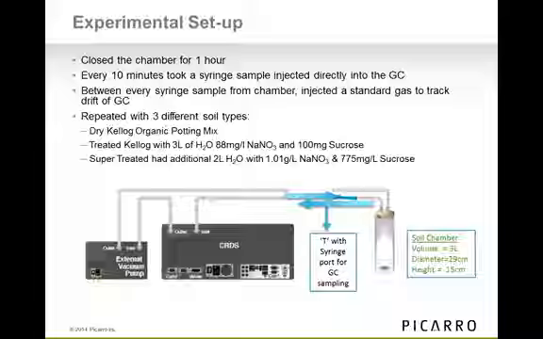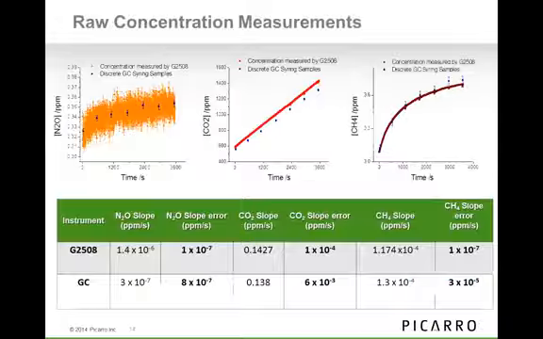So now we can look at what the actual data came out looking like. These, in the orange, red, and brownish colors, are the concentration measurements measured from the G2508. And then the small blue points are the discrete GC samples. We can see that the calibration for the cross-calibration measure stacks up really well with each other.